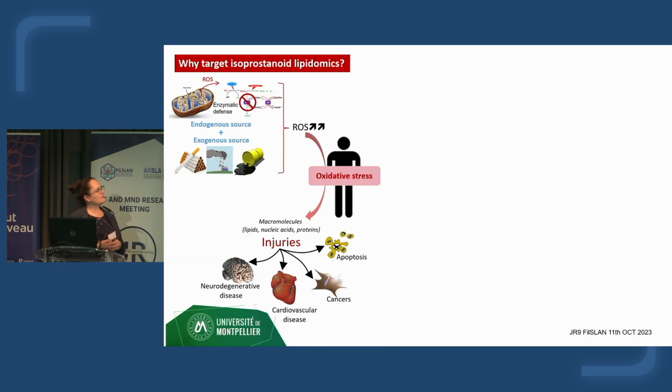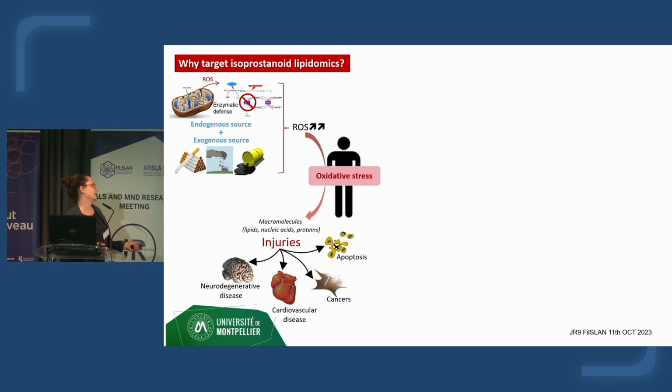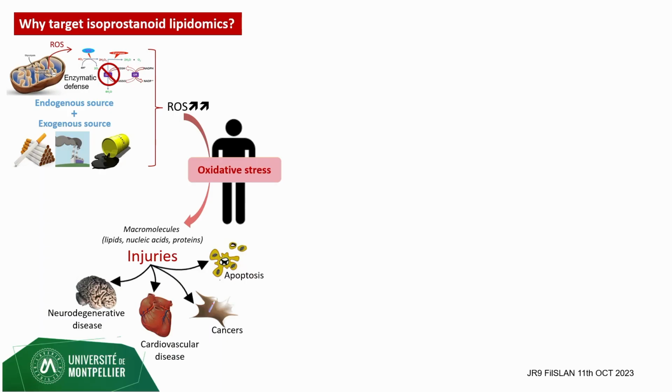We know that under oxidative stress, the reactive oxygen species produced in excess will interact with macromolecules of the organism, such as lipids, nucleic acids, or proteins, leading to the occurrence of some injuries and finally to the development of some pathologies, such as neurodegenerative disease, cardiovascular disease, or some cancers. So how to evaluate this oxidative stress?